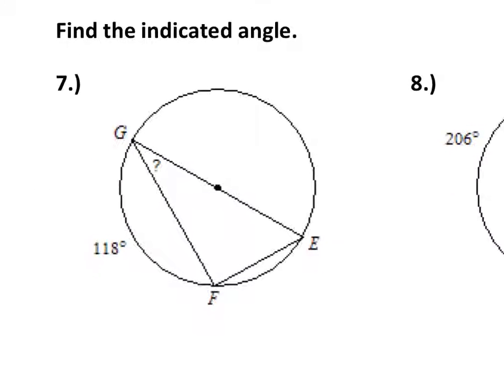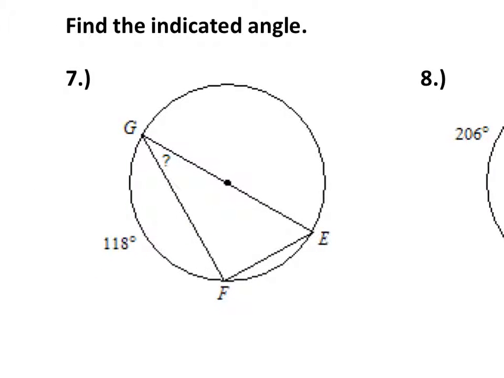Alright, moving on. Find the indicated angle. So we can see that we want to find this angle right here, which is part of an inscribed angle, which is also part of an inscribed triangle. We worked on this yesterday, inscribed angles within circles, and this blue angle right here has to be half the degree measure of the arc that it intersects. So that intersects with this red arc right here.